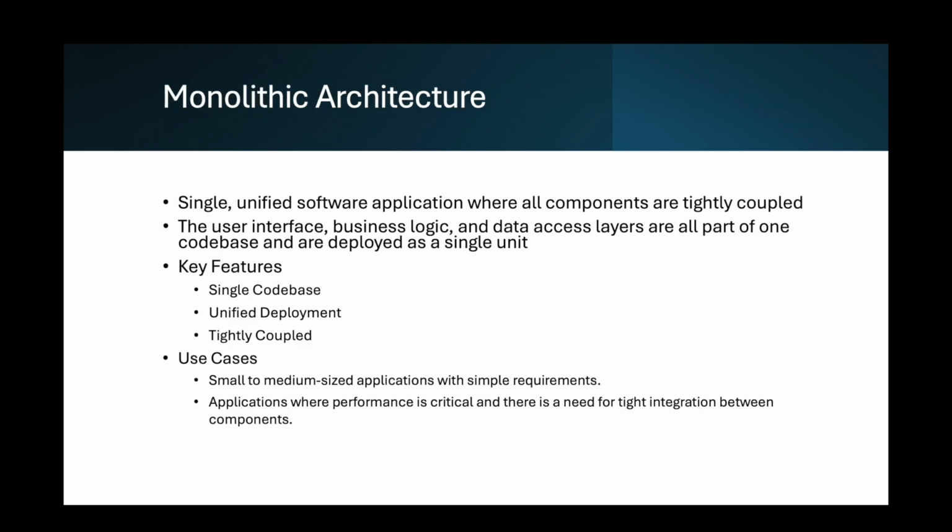Monolithic architecture. Monolithic architecture refers to a single unified software application where all components are tightly coupled. In a monolithic system, the user interface, business logic, and data access layers are all part of one code base and are deployed as a single unit.